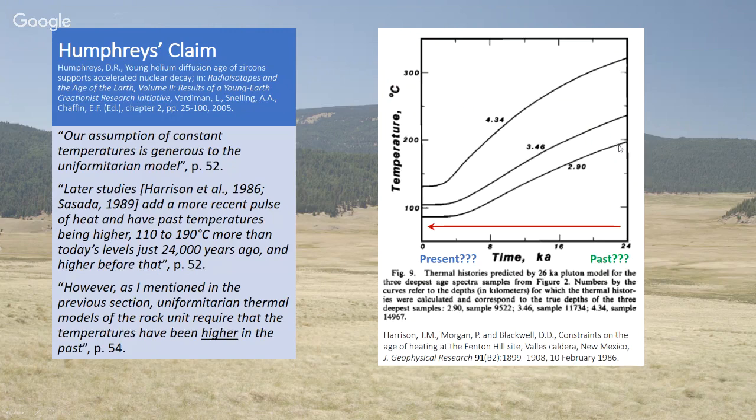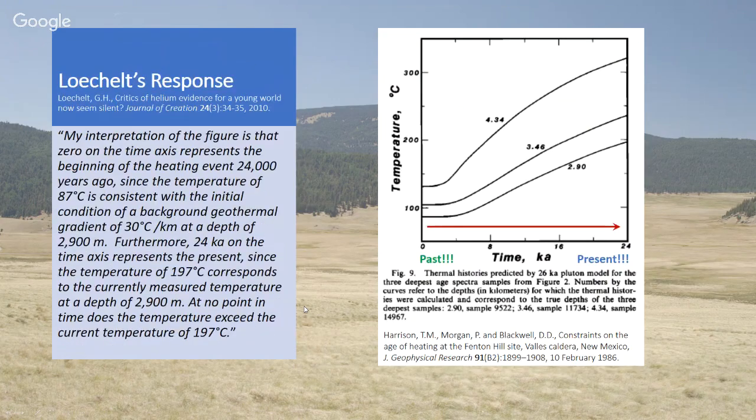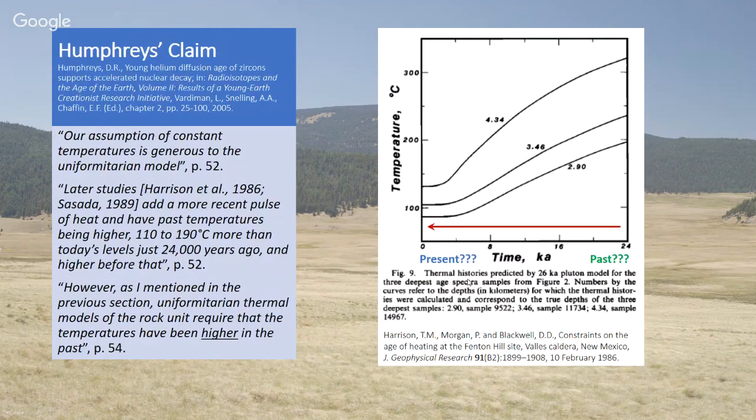So presumably he's just looking at this curve and notices there's a slope here. And if you just imagine the extrapolation, it would go up further. So that's how he explains temperatures. Past temperatures were 110 degrees higher than today's temperatures 24,000 years ago. And he keeps reiterating this point, past temperatures were higher. But here's the problem, and I'll show you. This is Humphreys' interpretation on the direction of time. What is past, what is present?